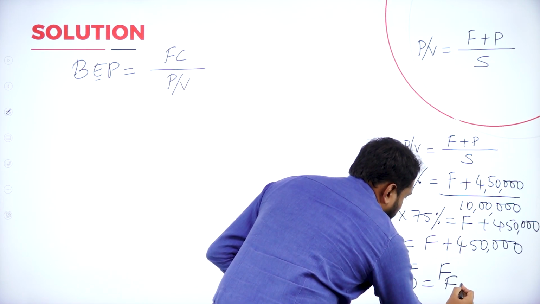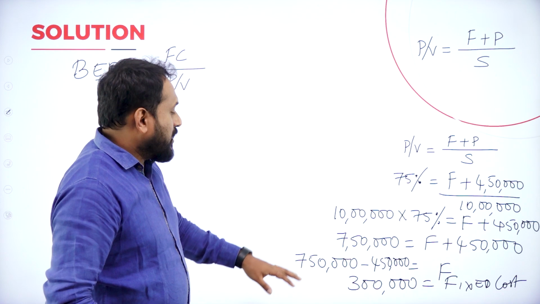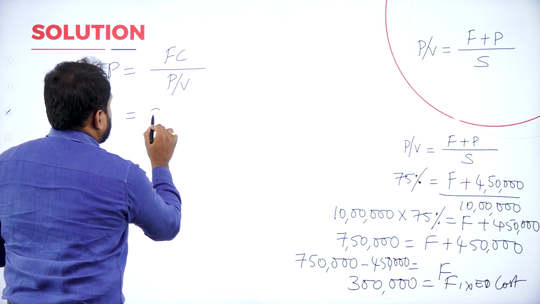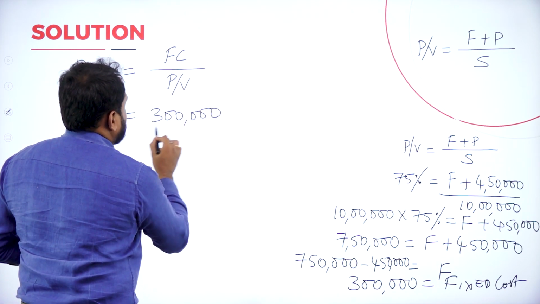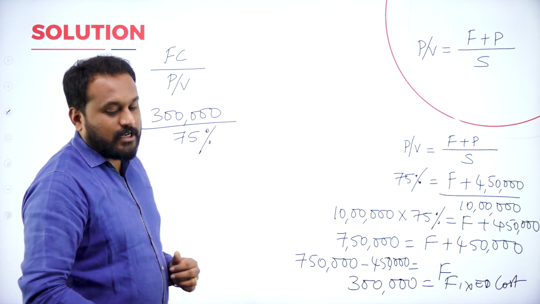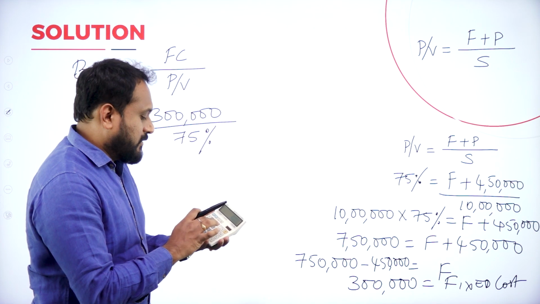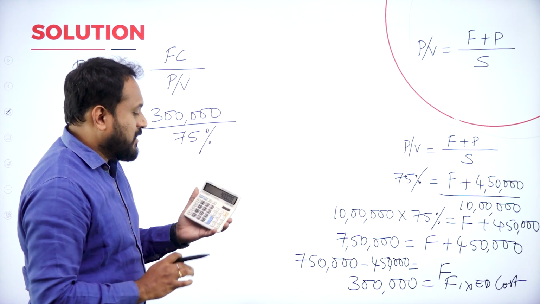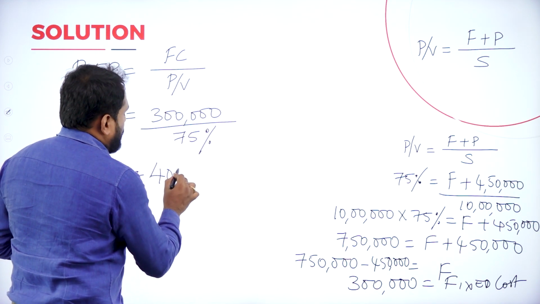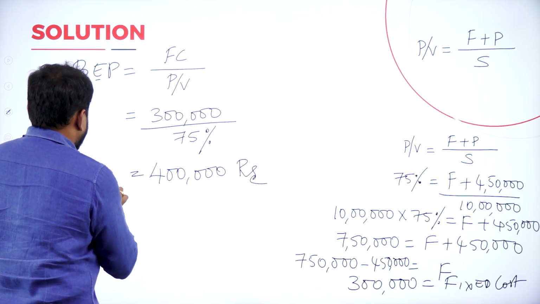Your fixed cost is 3,00,000 rupees. Easy. Now you are supposed to go with BEP is equal to 3,00,000 rupees divided by 75%. Take the calculator you have and type 3,00,000 divided by 75%. Now how much did you get? You got 4,00,000 rupees. That means your BEP is 4,00,000 rupees. So this is called your BEP.